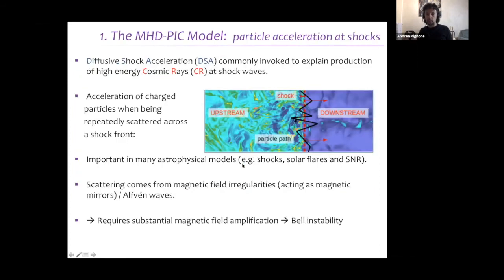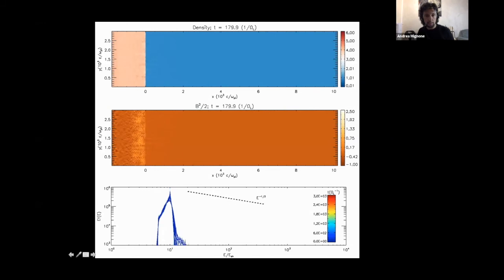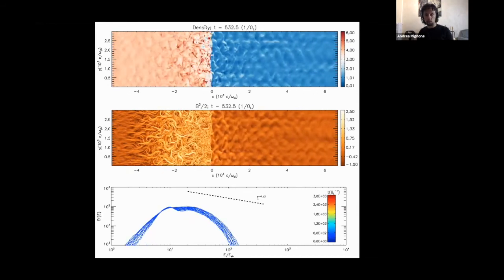Now, one successful application of the MHD-PIC model is, for example, modeling the diffusive shock acceleration, which is the process by which we accelerate particles at shocks. So it is very well known that particles can actually be trapped across a shock and then become reflected from magnetic field or clumps in general, going then back and forth across the shock and gaining energy at each crossing. Now, this simulation that I'm going to show you now is an example of such a computation. So now we have a supersonic flow hitting a wall on the left, and then a shock is forming.